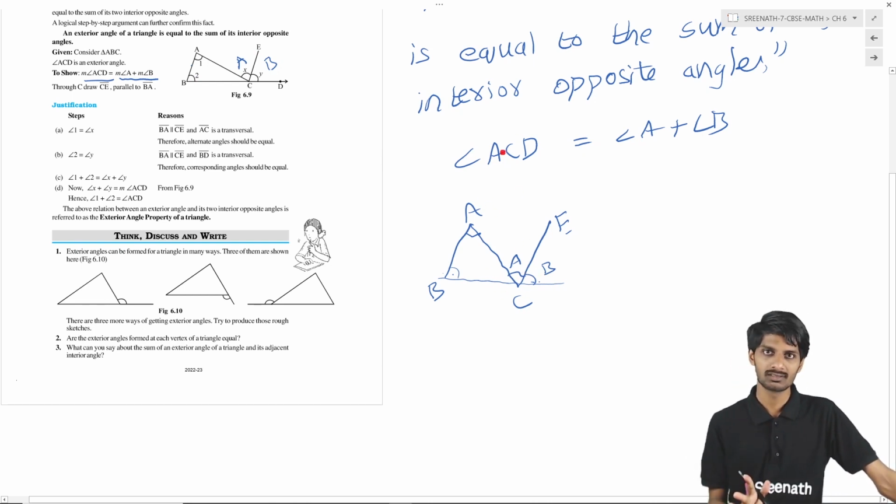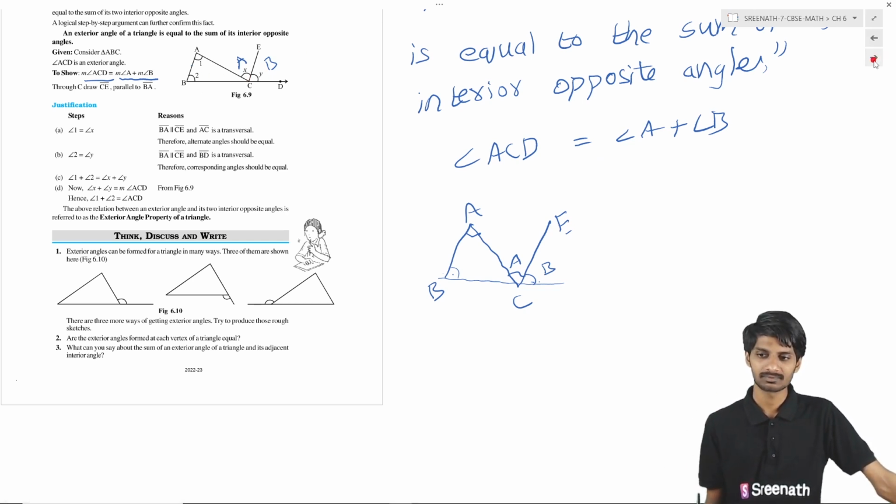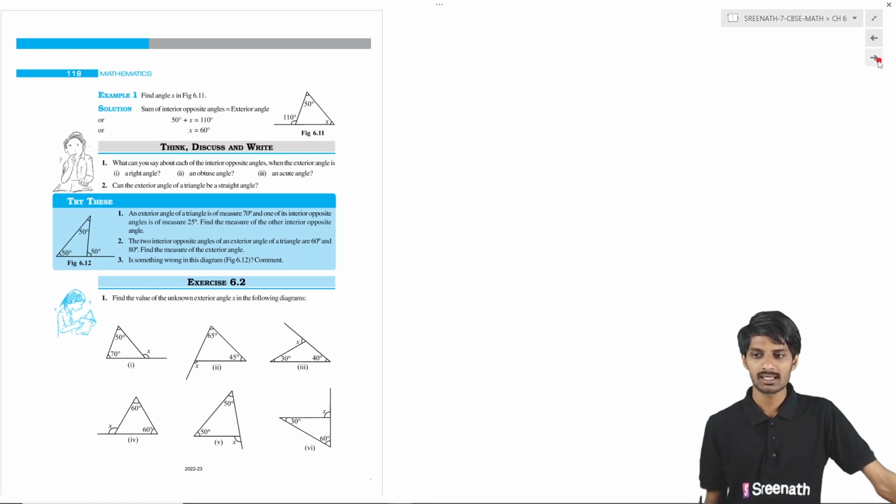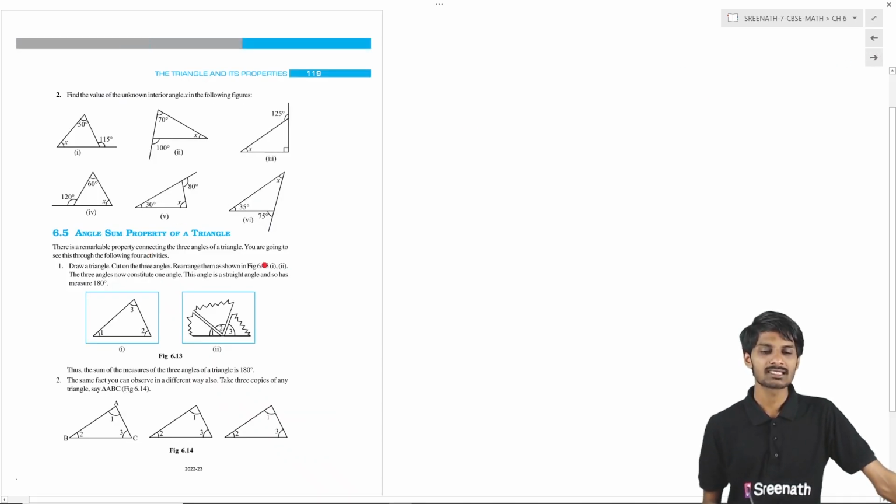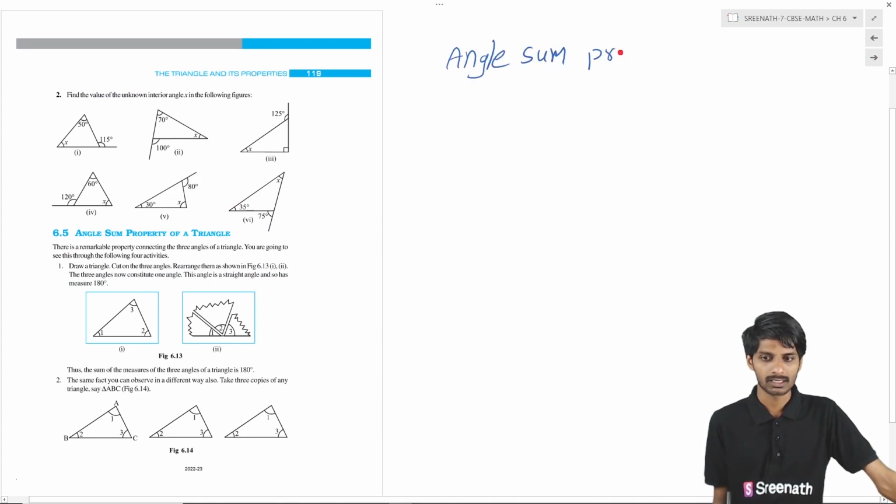So these are the proofs. I have given you three proofs, students. So finally, exterior angle is equal to the sum of opposite interior angles. You do not add these two, you have to add the opposite angles. Next thing, students, is the angle sum property of a triangle. This is another property, students, the angle sum property.